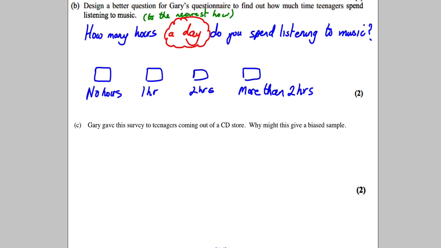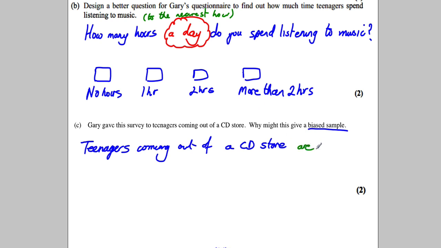Now, last point, this is what we were talking about, bias. Gary gave this survey to teenagers coming out of a CD store. Why might this give a biased sample? Well, teenagers coming out of a CD store, and this is the key phrase, are not representative of all teenagers.